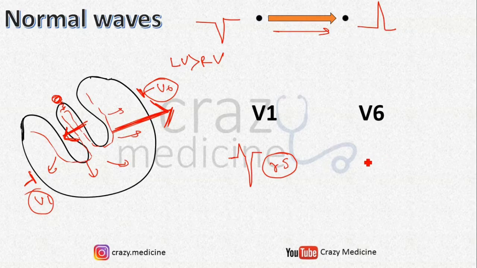Similarly for V6, the septal vector is moving away, so it will produce a negative deflection, and the major ventricular depolarization vector is moving towards V6, which will produce a positive deflection. So a QR pattern is normal in V6. Now with this concept in mind, let us study right and left bundle branch blocks.